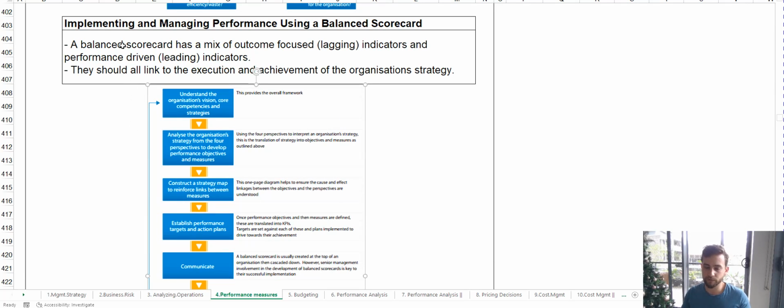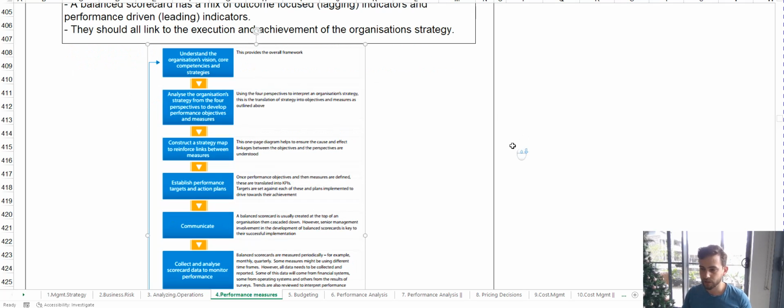I'm doing this more from the perspective of if you go out in the workplace, if you take a job doing management accounting, these are the things you'd probably want to understand rather than you need to know this for the exam. So first one is understand the organization's vision. Of course, that's important first because you need to link all of the buckets into the vision and strategy. Then you analyze the organization's strategy from the 4 perspectives.